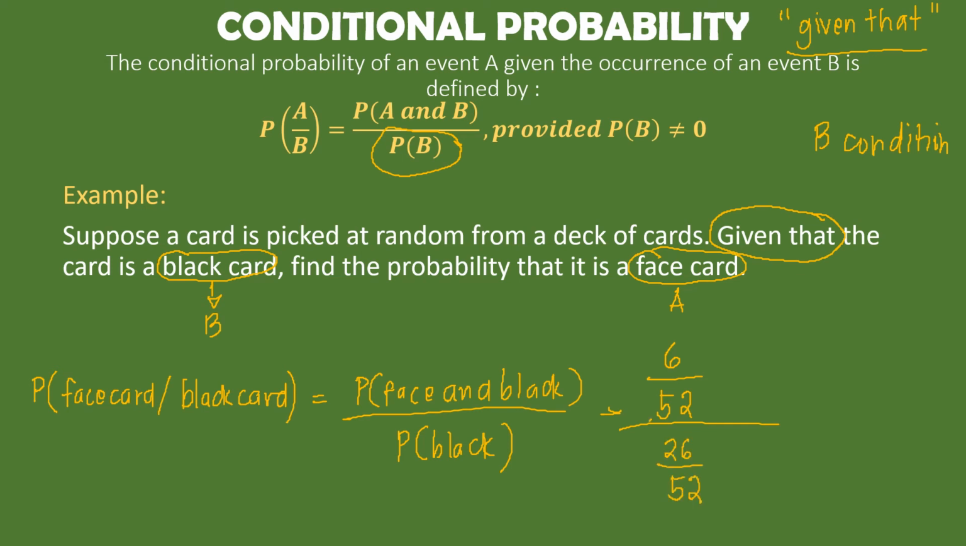Dividing this one, 52 and 52 will cancel, and what remains is 6 over 26. Dividing this by 2 to simplify, we will get 3 out of 13. And this is now our answer. That means the probability of getting a face card, given that it is a black card, is 3 out of 13.